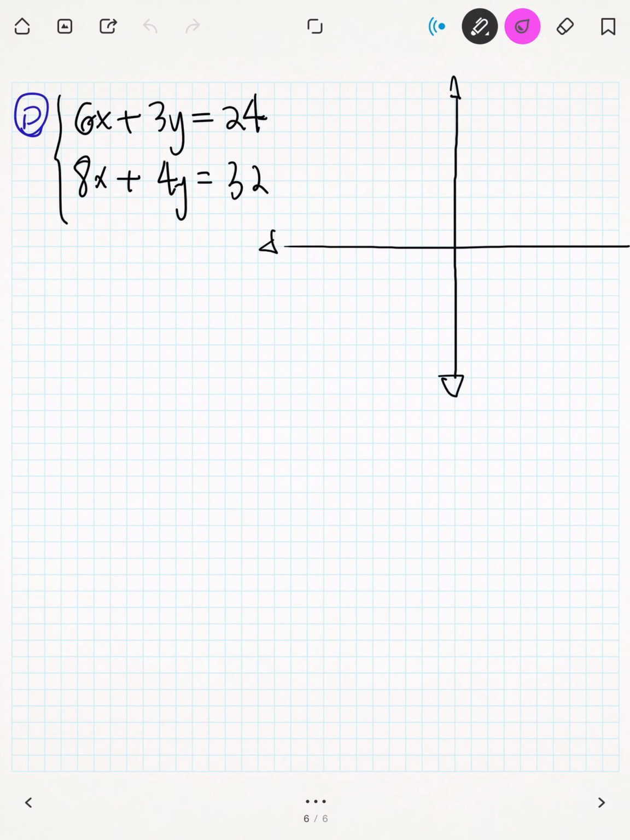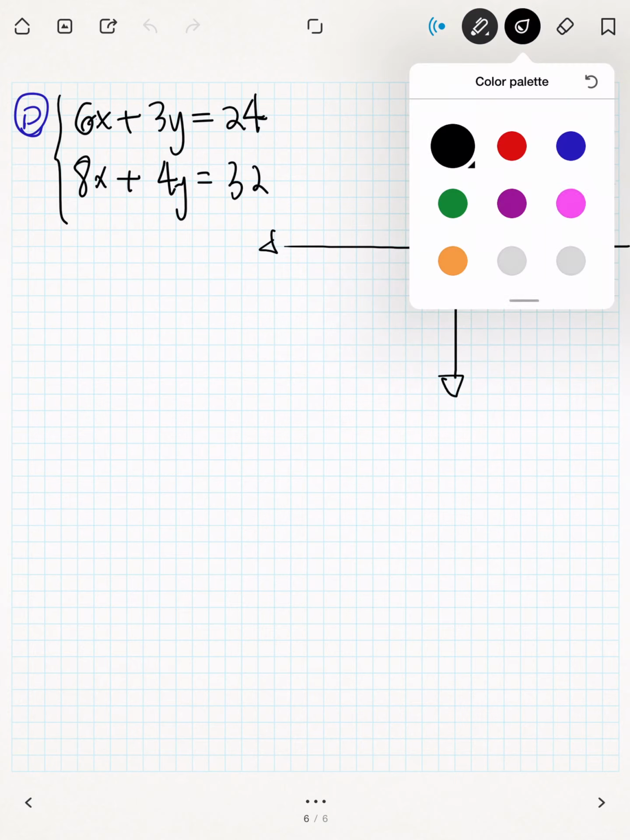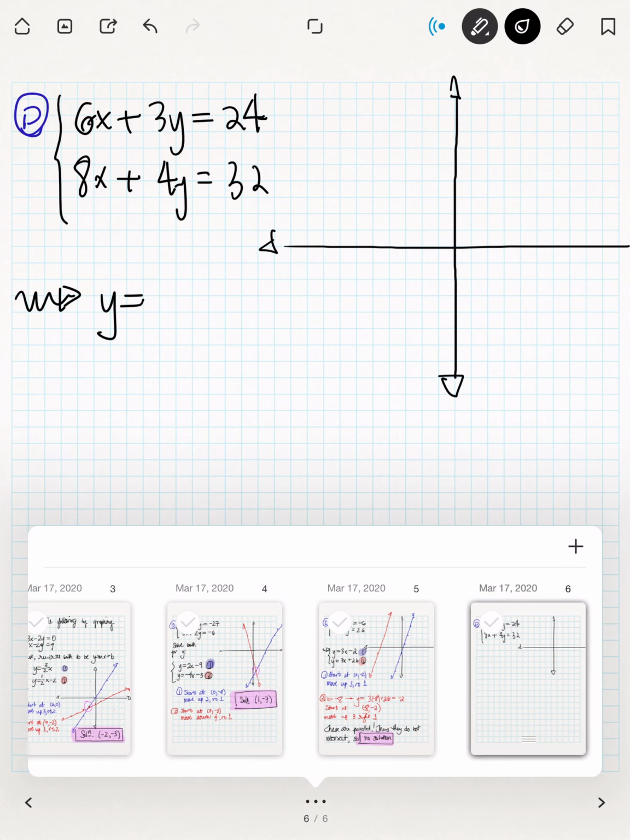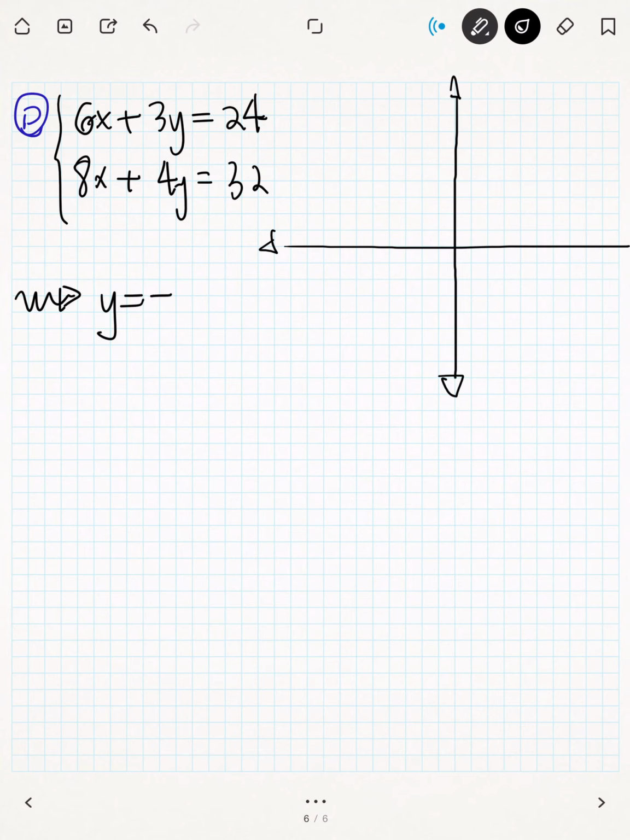All right, the last example I want to do is this one. This is 6x plus 3y equals 24, and 8x plus 4y equals 32. Same song and dance. We're going to solve both for y and try to plot them. I'm going to abbreviate the solving for y here with my curly arrow. For the first one, we subtract 6x, then divide by 3, which gives me negative 2x plus 8. Then for the second, I'm going to subtract 8x, divide by 4, which gives me negative 2x. 32 divided by 4 is 8. Okay, so clearly these are the same line.